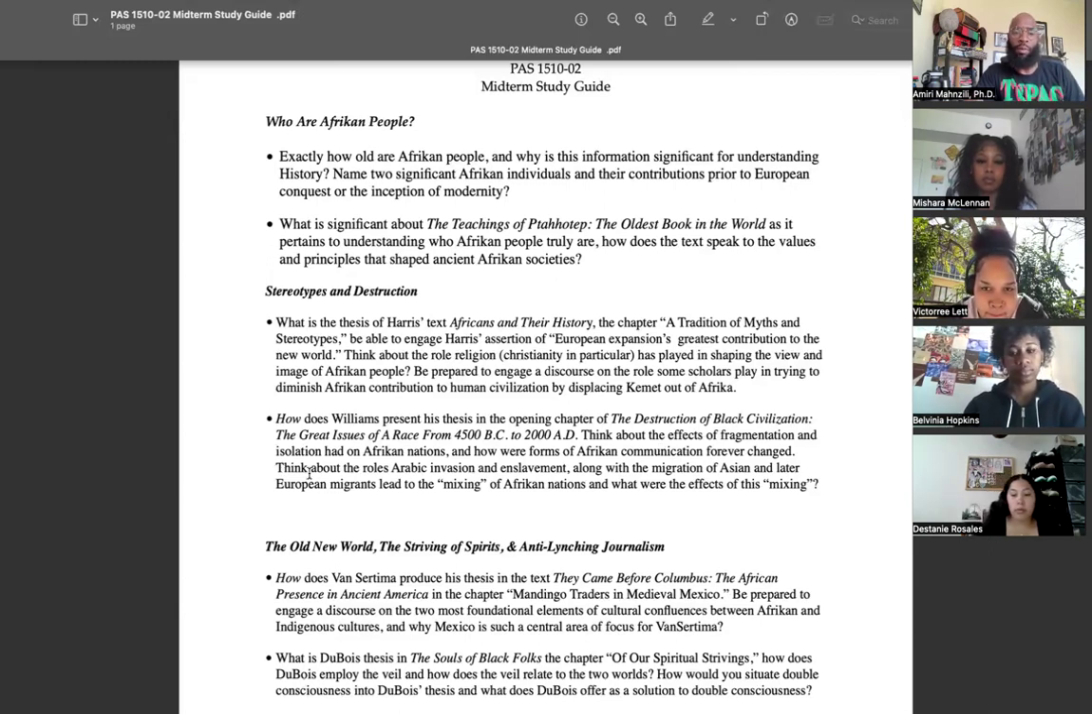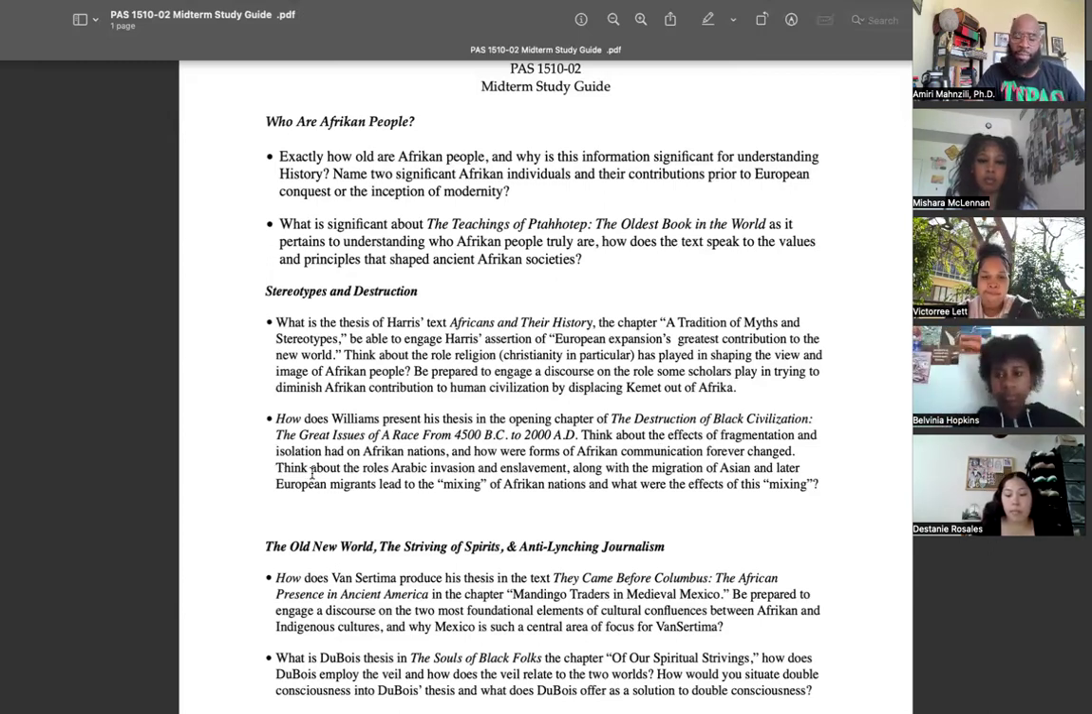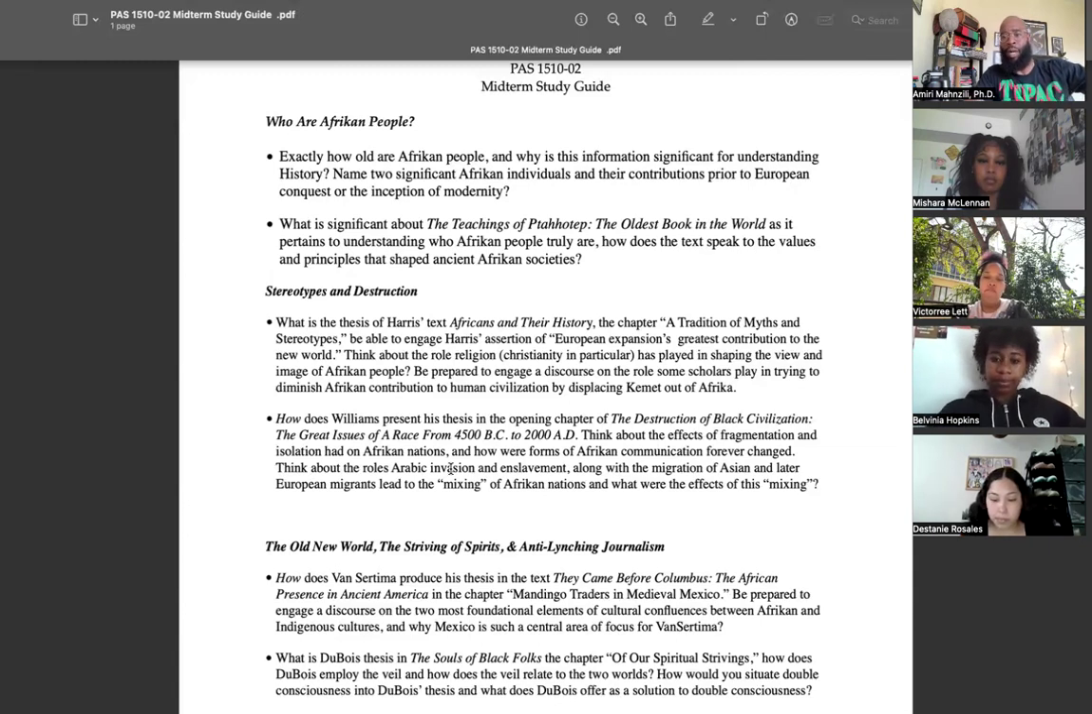Thinking about the roles of the Arabic invasion and enslavement, I've already kind of touched on that, right? The Arabic invasion forced them to migrate inward, forced them to deal with the Sahara Desert and things of that nature. Along with thinking about the migration of Asian and later European migrants and this notion of being mixed or mixing, right?